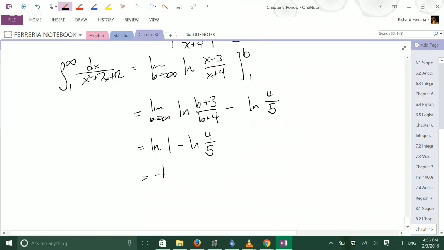We have negative natural log of 4/5. That's equal to the natural log of 4/5 to the negative 1 power. And that's the natural log of 5 over 4. Yeah, it's the same thing. Okay, so that's 16. I am finished with 16 now, right? Yeah. Great.